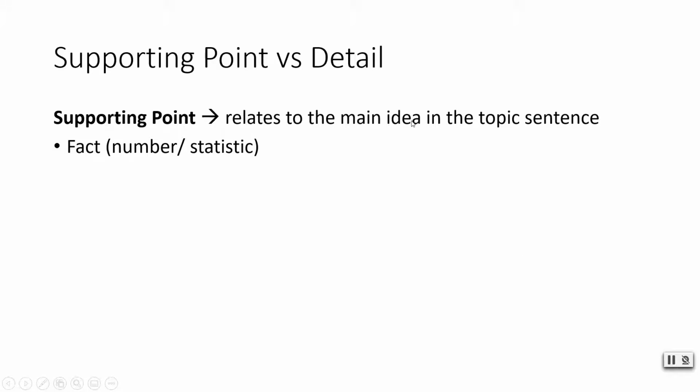Alright, so first of all, let's understand the difference between supporting point and detail. So supporting point refers to the main idea in the topic sentence. Relates to the main idea. And this can be a fact, like a number or a statistic. And the supporting point is just one sentence long, okay? So it's one sentence long and it's connected to the topic sentence. It's related to it, okay?